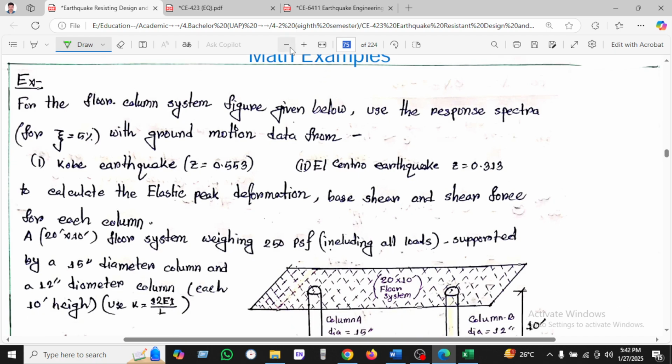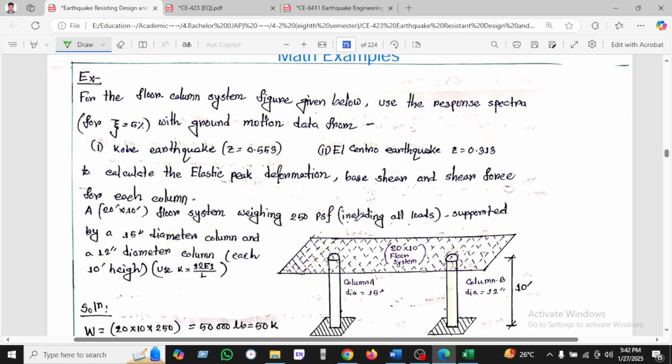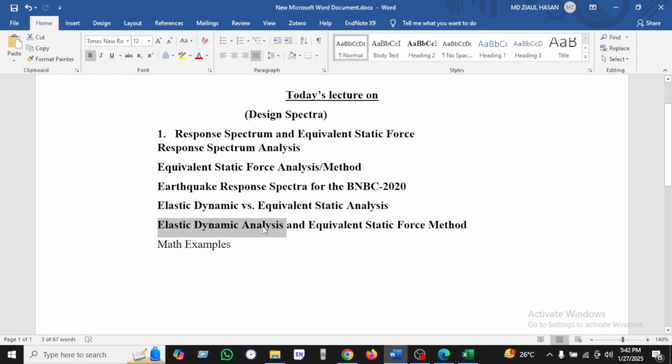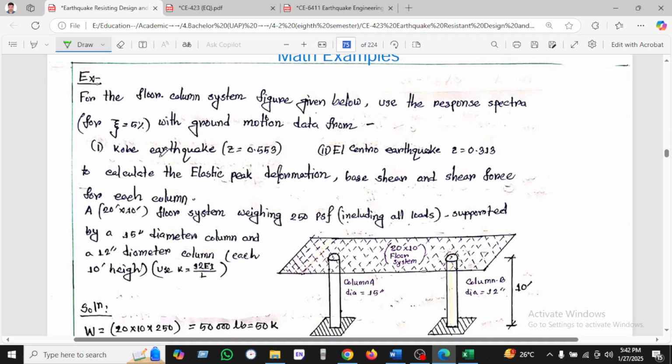Okay, so let's see some example, a math example. For the floor system on a column system, the response spectra with damping ratio five percent is given, with the ground motion data from the Kobe earthquake, where the value is found 0.55, and El Centro is 0.31. Calculate the elastic peak deformation and base shear for this column.